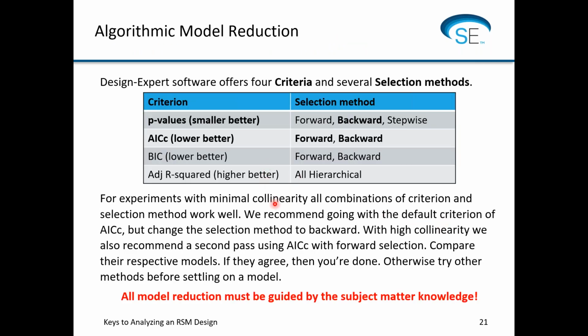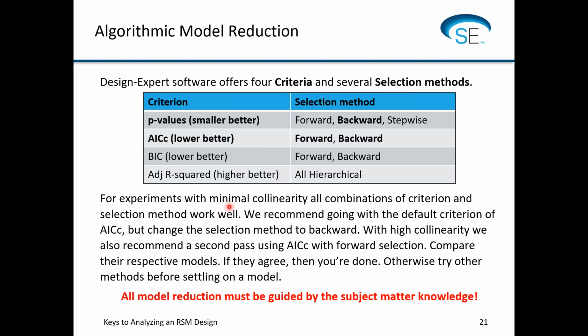So Design Expert offers four statistical criteria, and several selection methods for doing automatic model reduction. Now, we have p-values. This is a real classic method. I'm going to demonstrate this to you in just a second. But p-values, usually you want smaller p-values in general. There is a couple of new statistics called AICC and BIC. These are goodness of fit statistics, and the actual statistical criterion is kind of difficult, so I'll leave that to you to Google and check out what those equations are. But AICC is a small sample correction to this particular statistic.